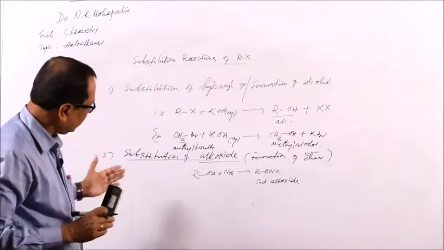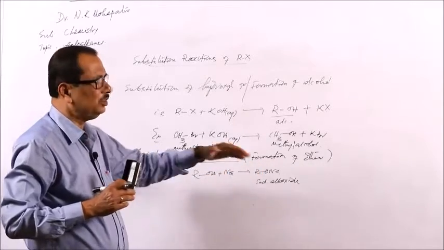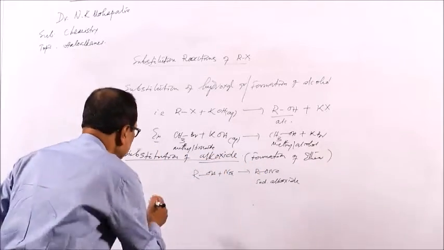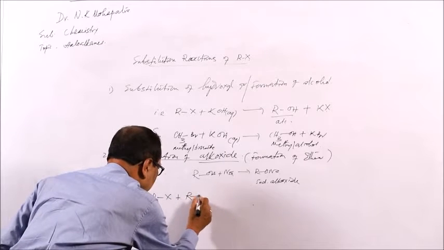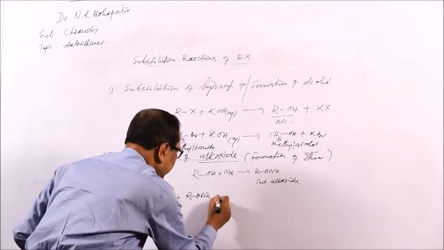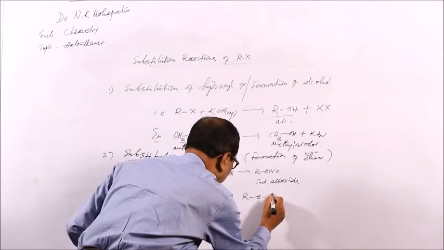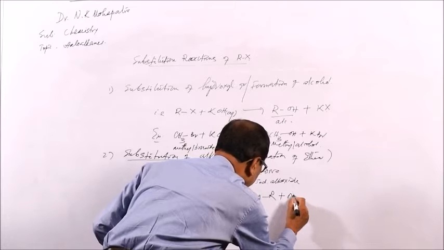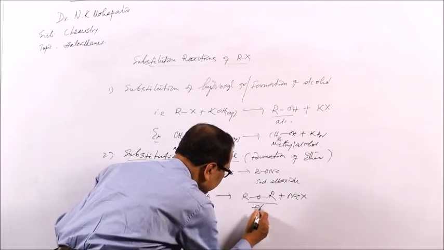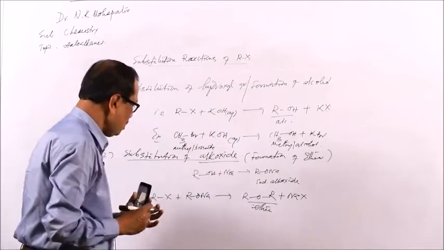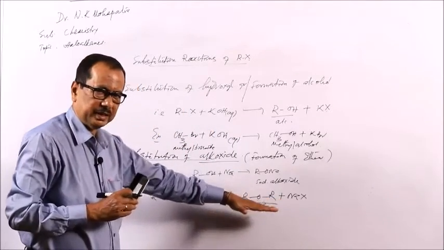So when an alkyl halide is treated with sodium alkoxide, an ether is formed. That is RX plus RONa gives you ROR plus NaX. So this is our ether. Here the ether may be of similar alkyl group or dissimilar alkyl group.